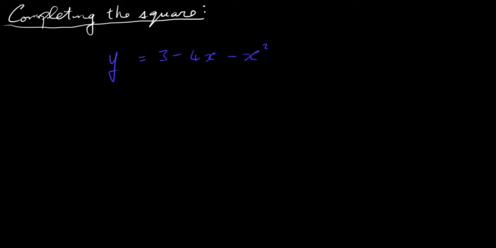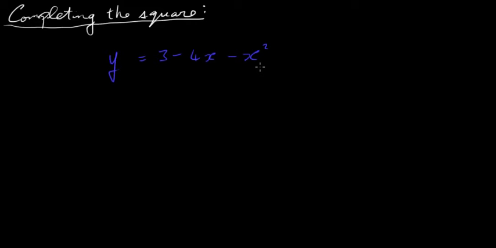Right, so in this video I'm going to do another completing the square problem, and I'm going to use this function here, y is equal to 3 minus 4x minus x squared. What I'm going to do is look at, first of all, writing it in completed square form, and then using that to find the roots of the function.